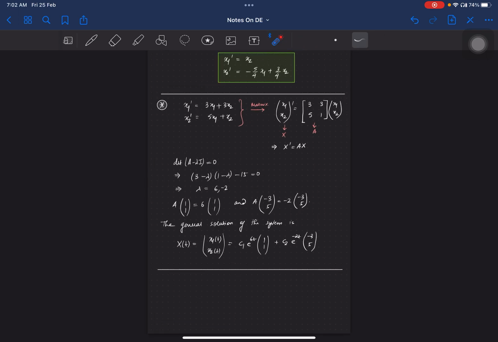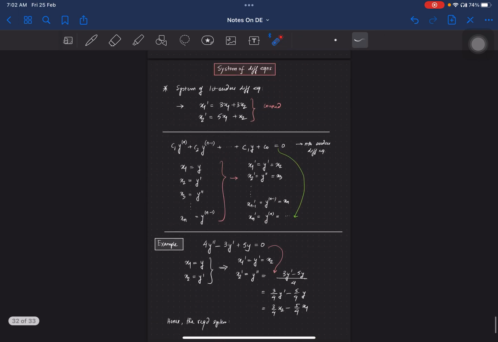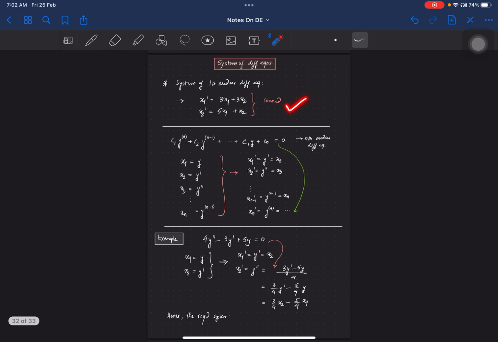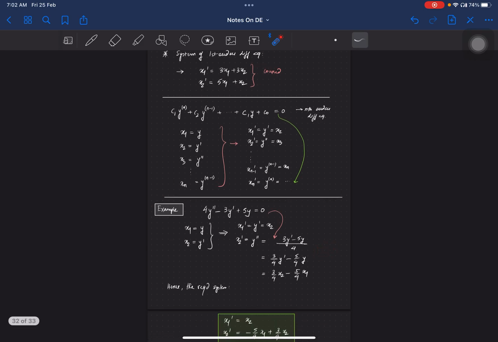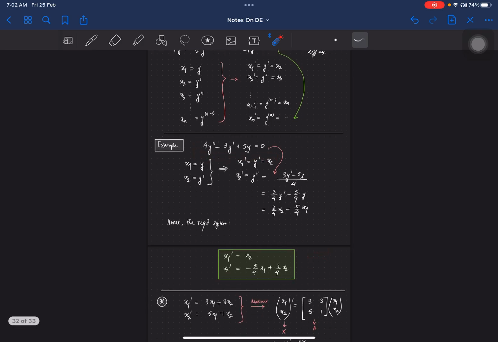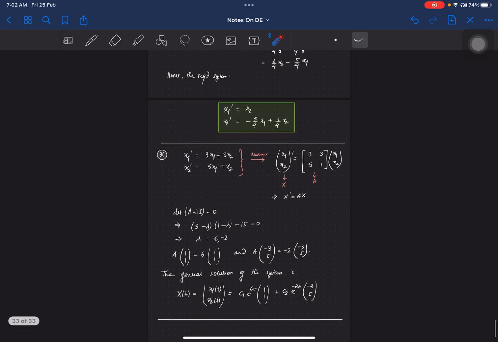So let's just quickly recall what we did today. We saw what a system of first order differential equations looks like. Then from a general nth order differential equation, we converted it into a system of n first order differential equations. We saw an example of how to do that with a second order differential equation. This was our obtained system of first order differential equations. And we also saw how to solve a system of first order equations using eigenvalues and eigenvectors of the matrix form of the differential equation.